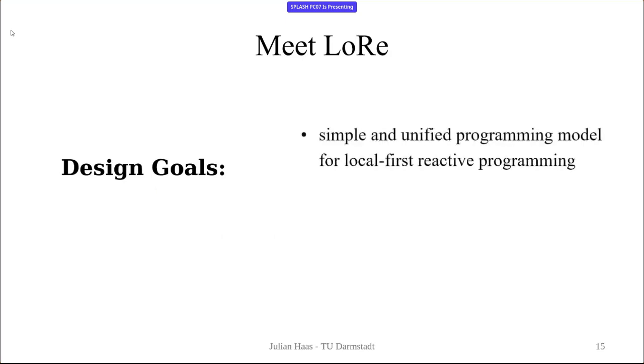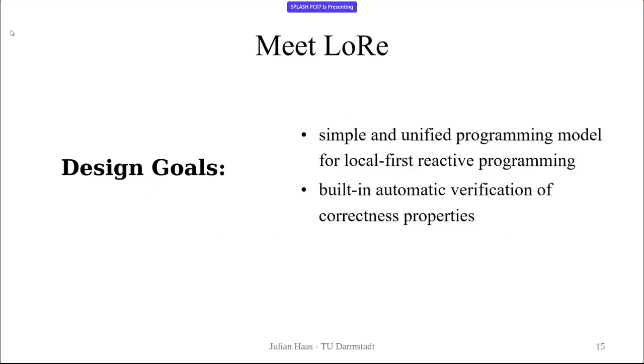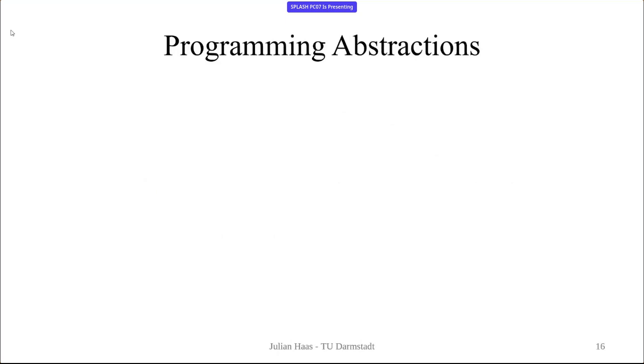The design goals of Law were twofold. The first one is that we wanted a simple and unified programming model for local first programming, which doesn't really exist so far. So far, we only have these CRDT libraries that you can use in your application, but that can lead to unexpected side effects, as we have learned before. The second goal was to see whether we could use automatic deductive verification to check which kinds of conflicts could happen in the program. So how do we do that?